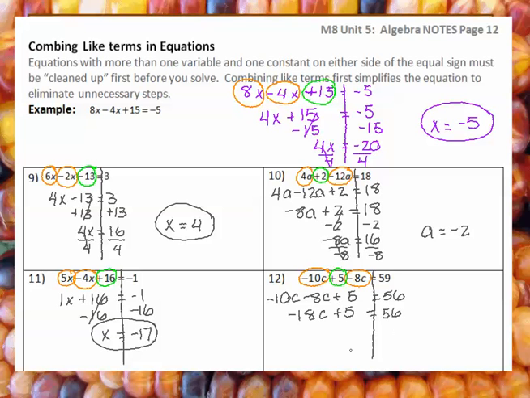I combine my like terms, so now I can just solve like a regular equation. I'm going to subtract 5 from both sides, and I'm left with negative 18c is equal to 54, because I messed up, and these should not be 56s, should be 59s. So make sure you fix that. Divide by negative 18 on both sides, and I'm left with c is equal to 3 for that problem. So go ahead and try the ones down below.